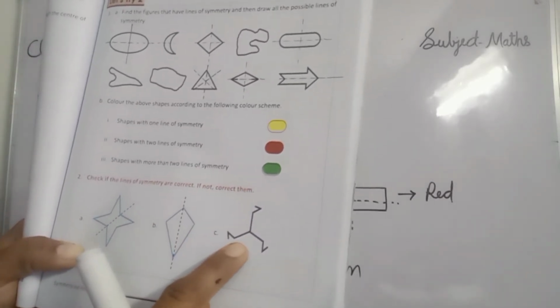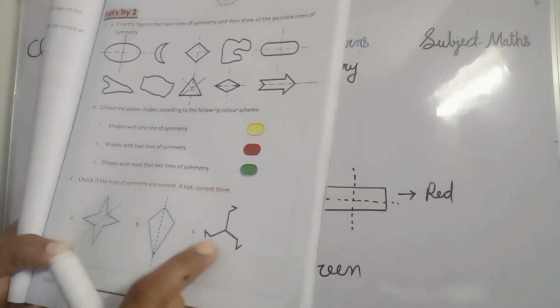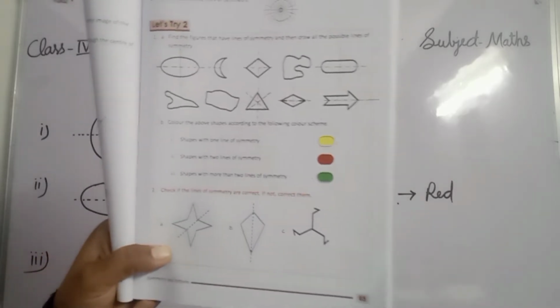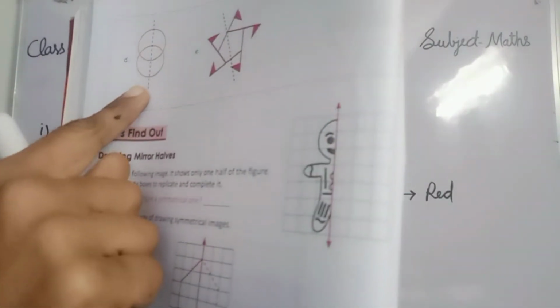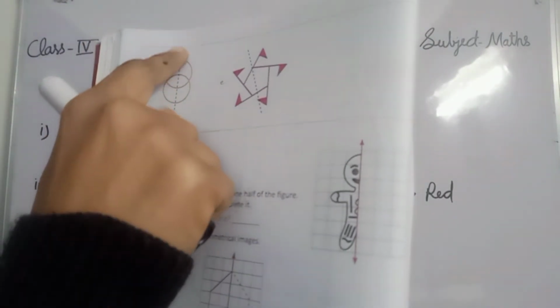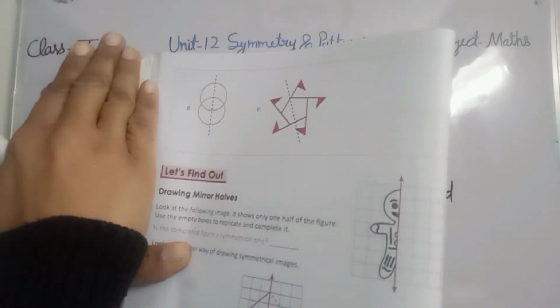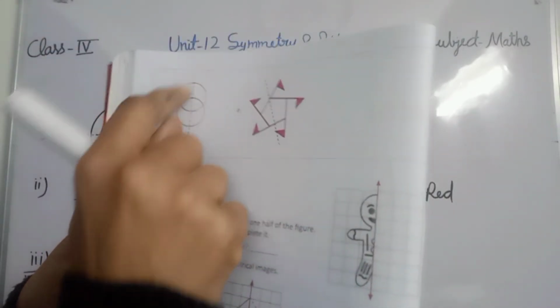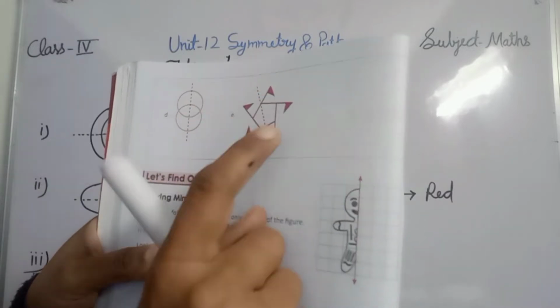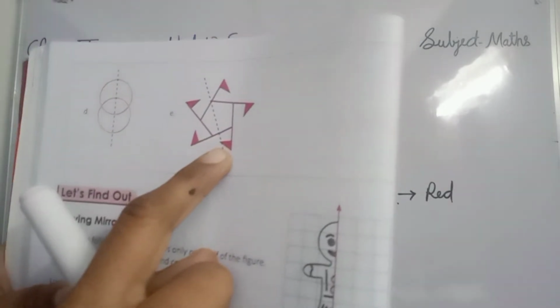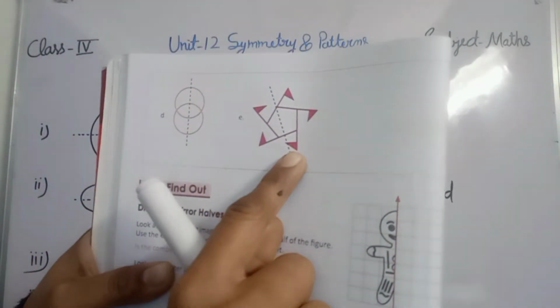So is it correct or not? No, it's an asymmetrical shape. Yes. So now come to the next one. This is also correct. Yes, this is the correct line. We can divide it from here, and from here also we can divide. But it is not correct. It's a symmetrical shape, but the line of symmetry is not correct.